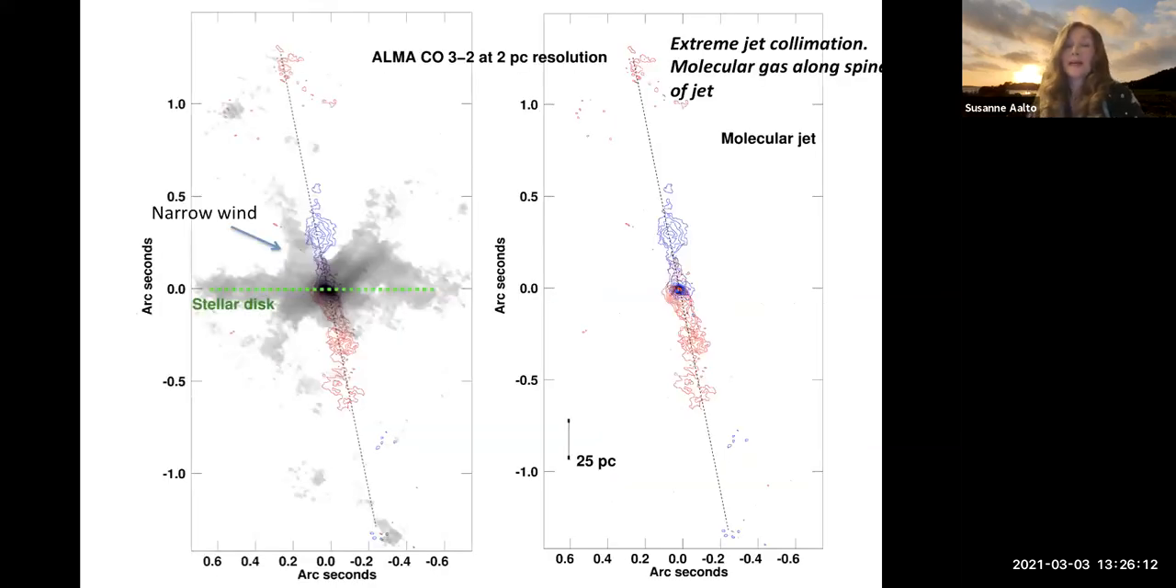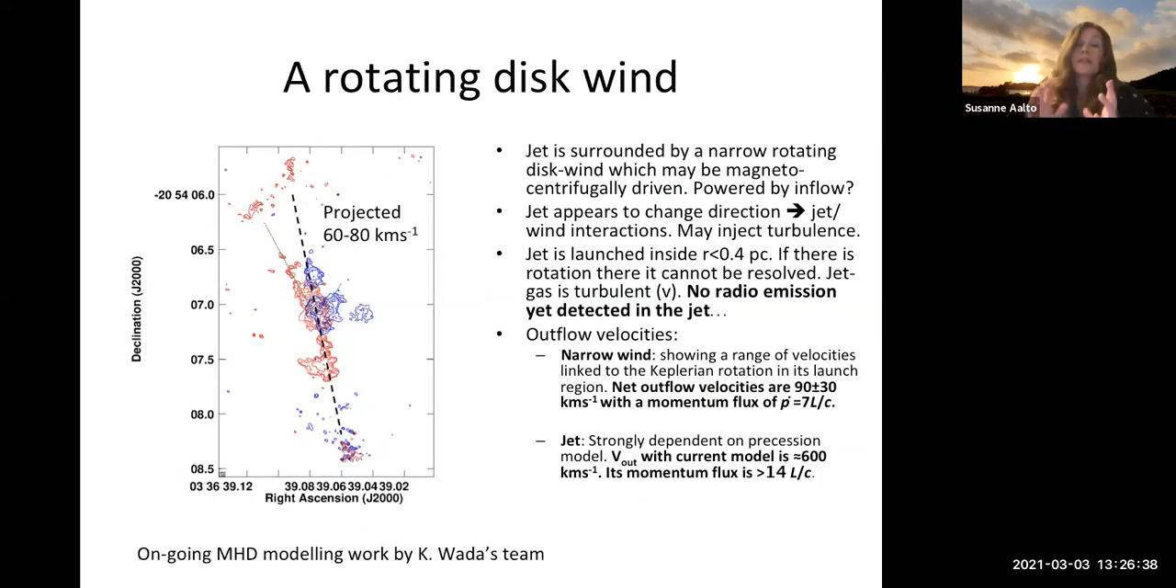Well, we looked at this jet with ALMA, and I really, really love ALMA. Now we have 20 milliarcsecond resolution, which is 2 parsecs in this object. And what we find here is this incredibly collimated, beautiful jet, which also still retains the velocity reversals that we've detected before. What we're suggesting is based on the fact that we see a rotating wind surrounding the jet. And the jet is turbulent, but that could be unresolved rotation. We have also determined that the jet is launched inside a radius of 0.4 parsecs. We have, as of yet, not managed to detect any radio emission associated with this very collimated jet-like molecular structure.